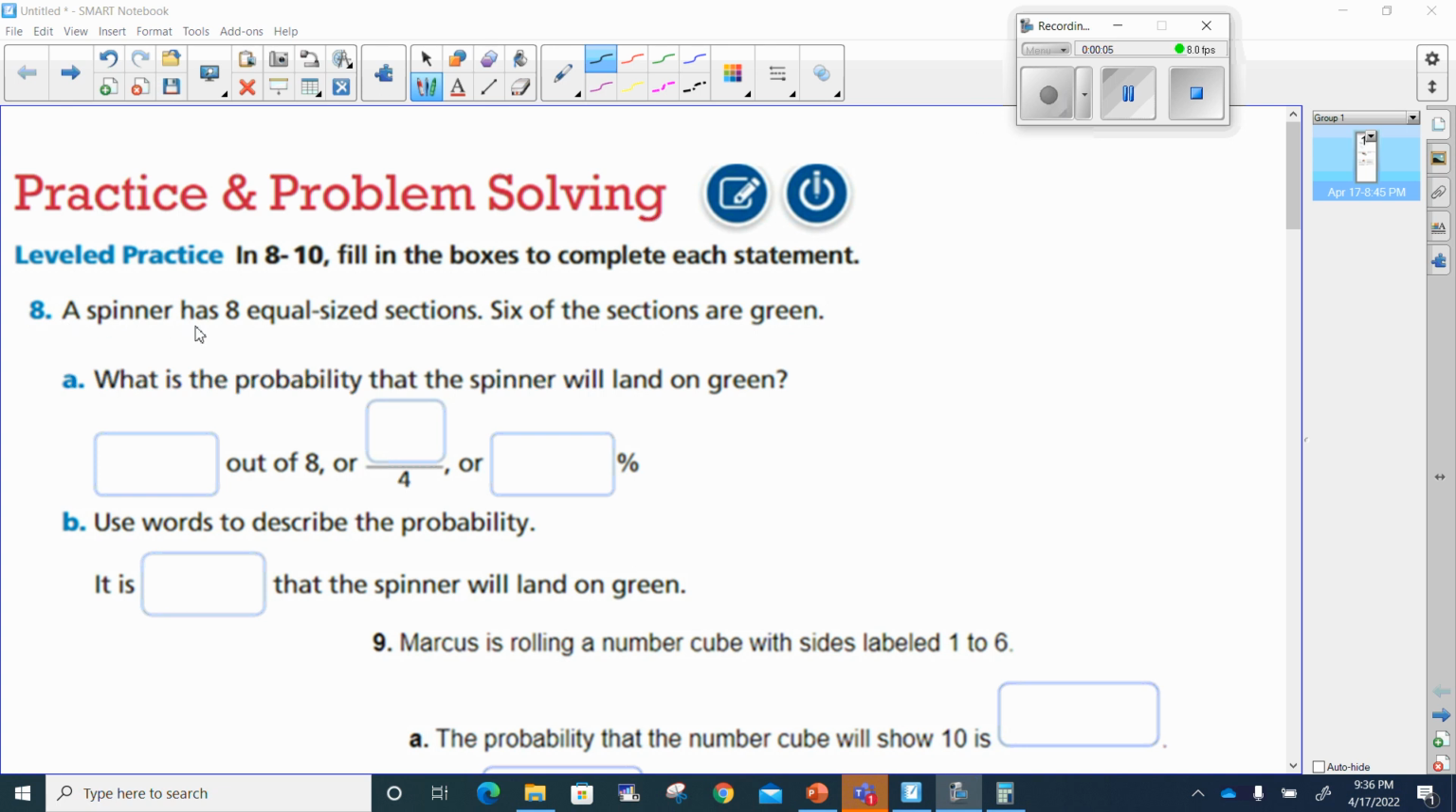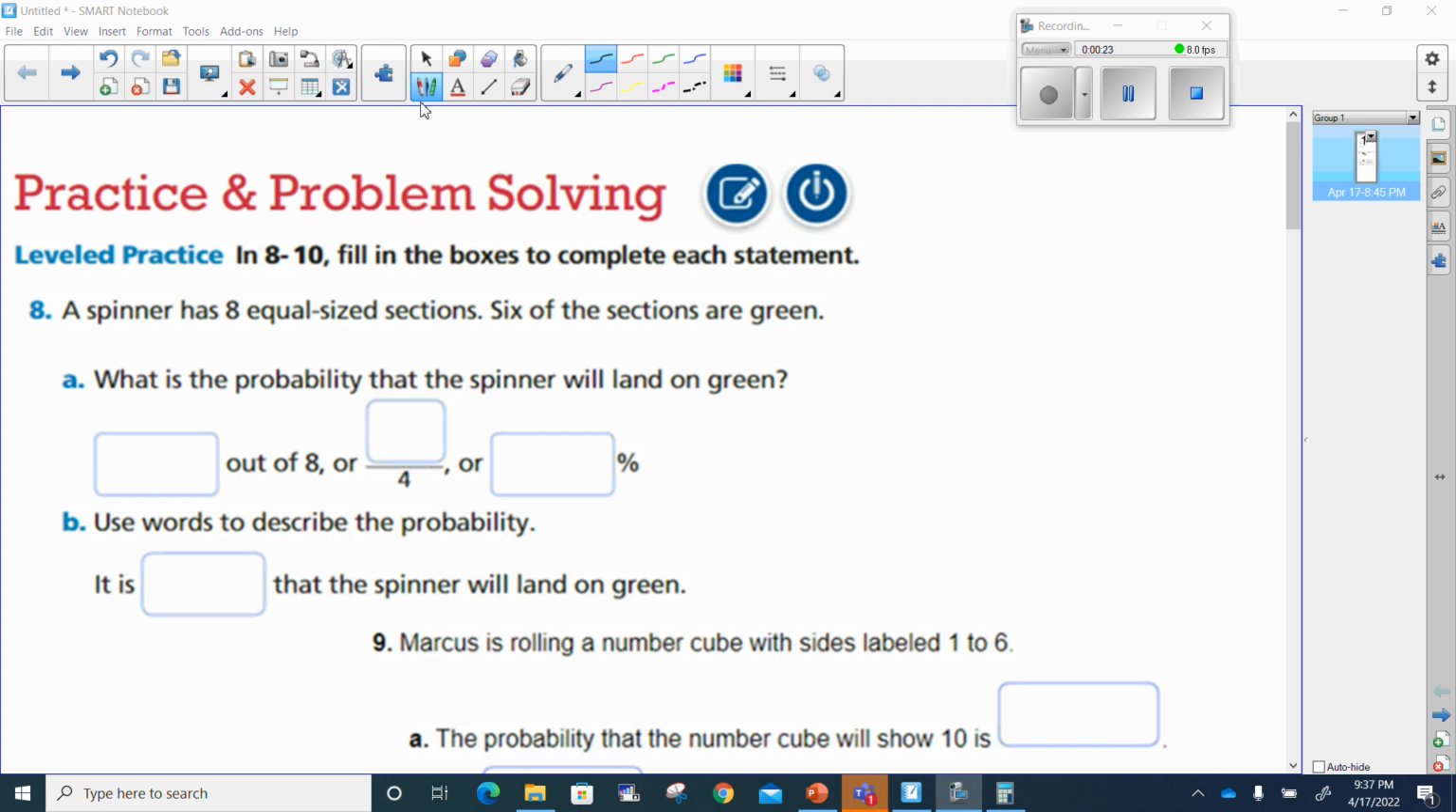We got number 8. A spinner has 8 equal side sections. 6 of the sections are green. What is the probability that the spinner will land on green? Well, blank out of 8. Remember, the spinner has 8 equal sides. So out of 8, and it says 6 of them are green.